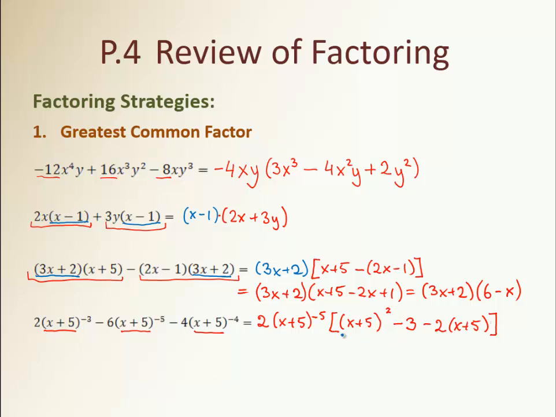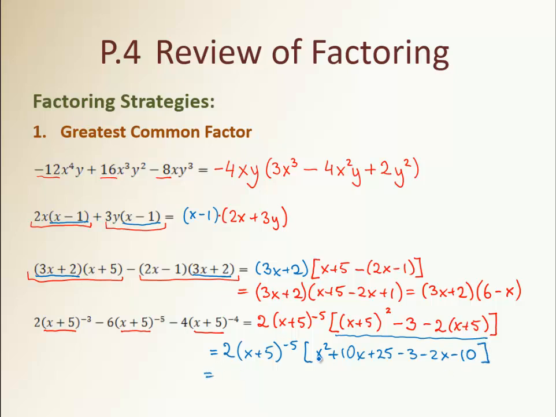As a last step, we need to look at possible simplification of this big bracket here. So let's rewrite the first factors, 2 and x plus 5 to the negative 5. What's in a big bracket is perform the perfect square, x squared plus double the product, which is 10x, plus 5 squared, which is 25, minus 3, minus 2x, and minus 10.